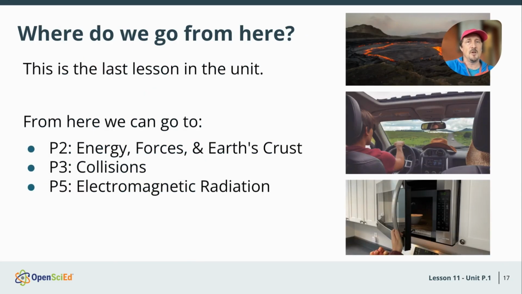Then, depending on your plan for the year, you can go on from this lesson to Unit 2 about plate tectonics, or you can go directly to Unit 3 about car collisions and safety. You could even go straight to Unit 5 about electromagnetic radiation. It's worth mentioning both Unit 3 and Unit 5 contain physics concepts that are more traditionally thought of as part of a physics course. Unit 2 is focused on explaining earth science phenomena from a matter and energy and forces perspective. It is definitely a physics unit, but it includes earth science ideas.